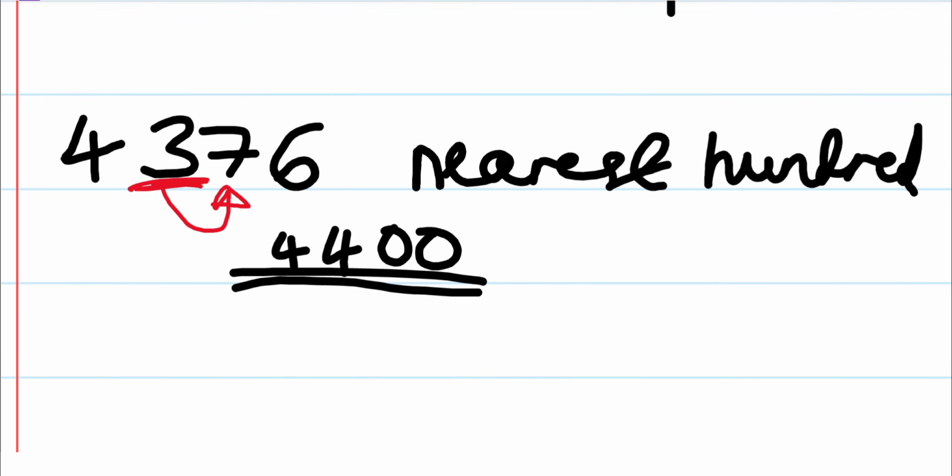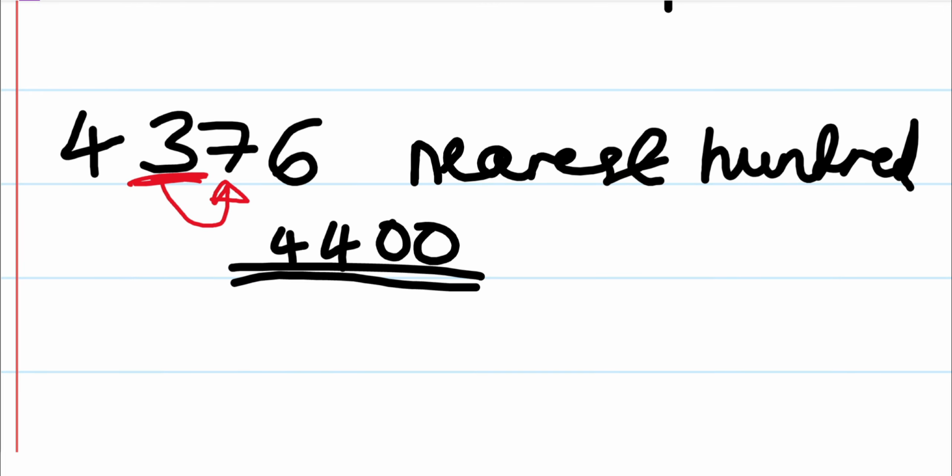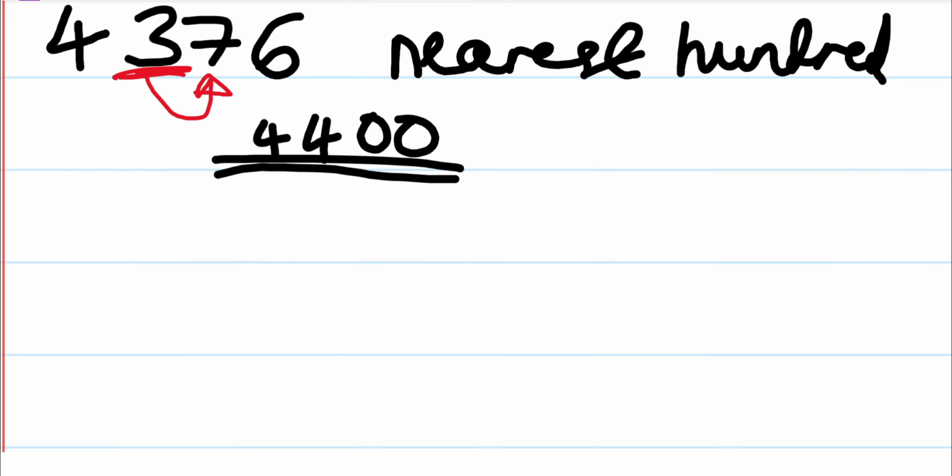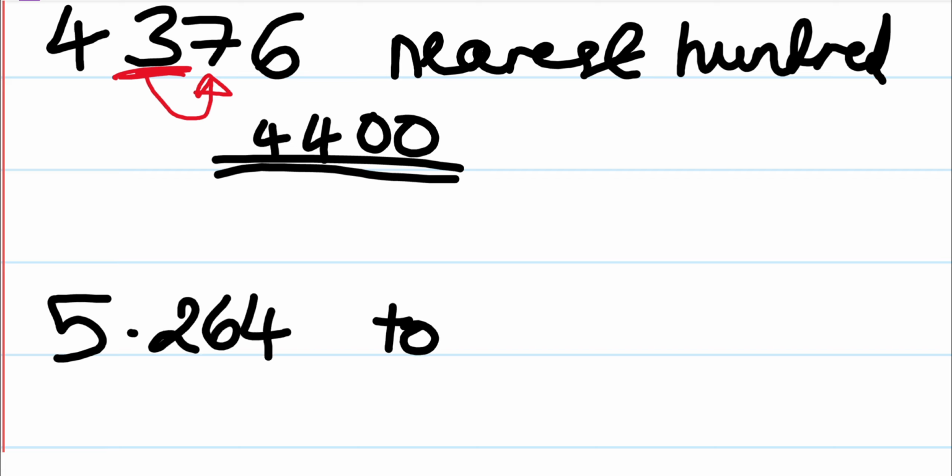Now let's take a look at a second example, this time involving decimal places. Suppose we want to round the number 5.264 to 2 decimal places. I've shortened decimal places to dp here. Let's identify the number in the second decimal place. In this case that is 6. As with before, we'll take a look to the number to the right of the 6. This is 4.